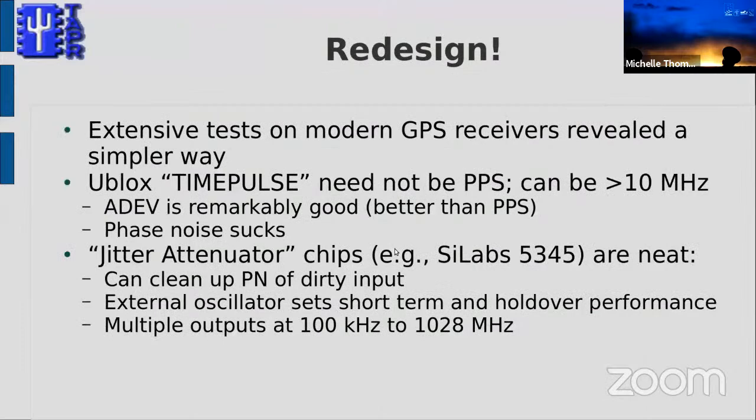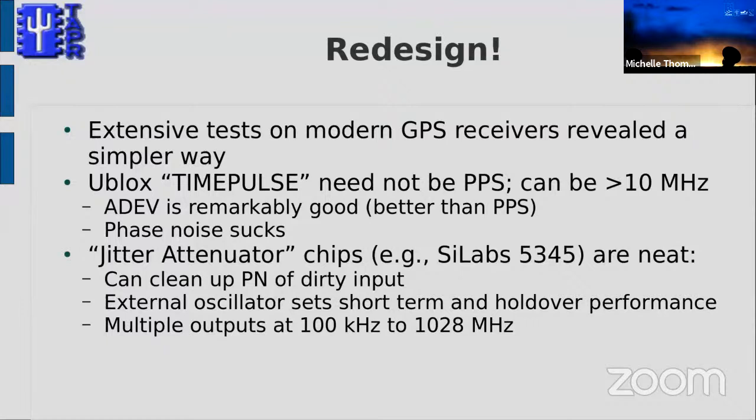After working on that, I was working on some tests on some modern Ublox GPS receivers, and we learned about maybe a simpler way to do things. The Ublox receivers have a time pulse output that's normally set to PPS, 1 pulse per second, but it can actually be programmed to more than 10 megahertz on these modules. The output of the time pulse at RF frequencies like 10 megahertz is remarkably good. It's actually much better than the pulse per second output, but there's a lot of jitter on the 10 megahertz signal. Its phase noise sucks, and you'd never be able to put that signal on the air because it would just be too ugly.